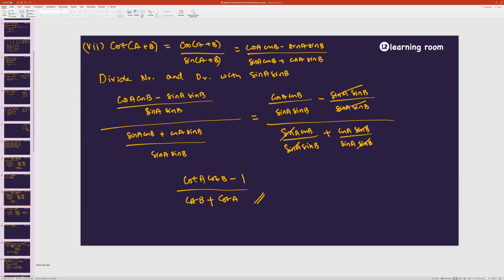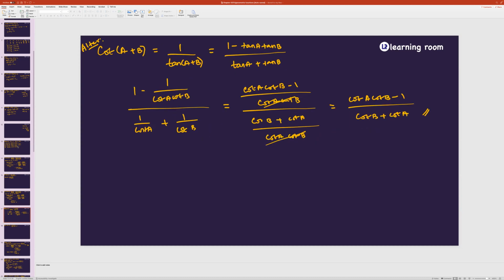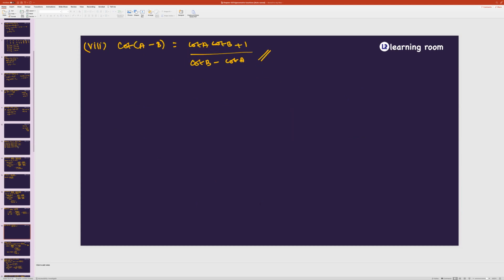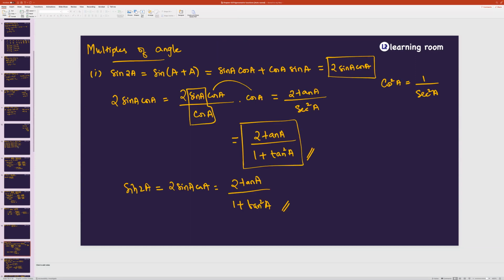Cot of A plus B. Here alone, the order gets reversed. Right? Cot A into cot B minus 1 by cot B plus cot A. Whereas when it is cot of A minus B, it is cot A cot B plus 1 divided by cot B minus cot A. Right. Next one is multiples of angle.